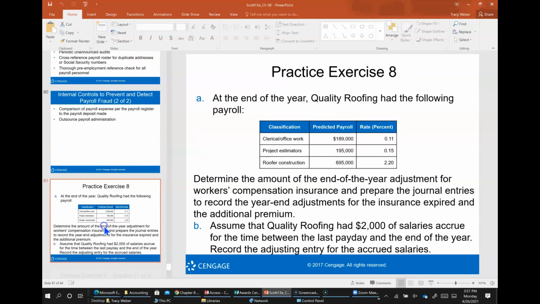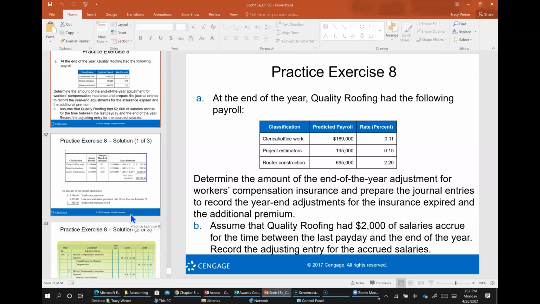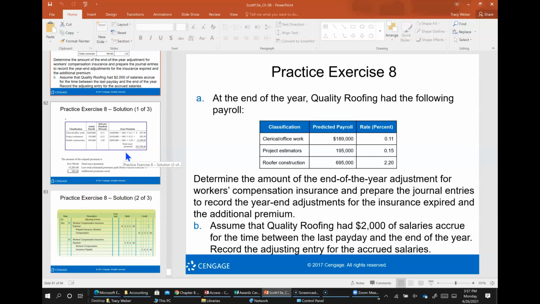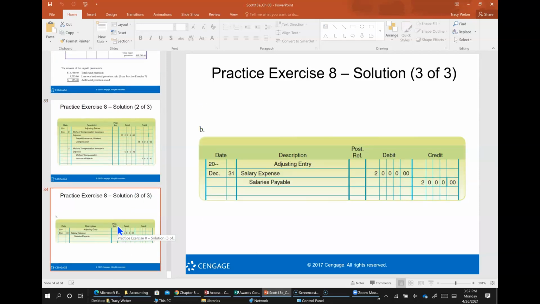And then you can see Practice Exercise 8 is here, but it is also in your book. So please use the working papers to go ahead and complete that, and then you can check your work here or with the solution in the book.